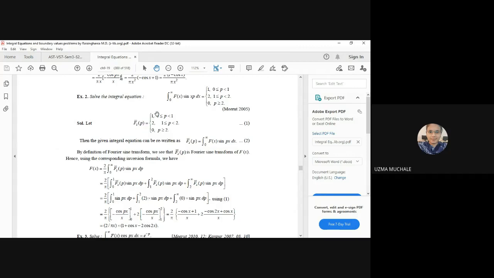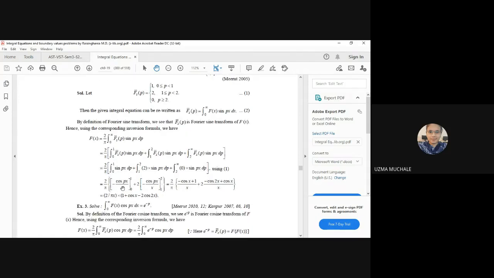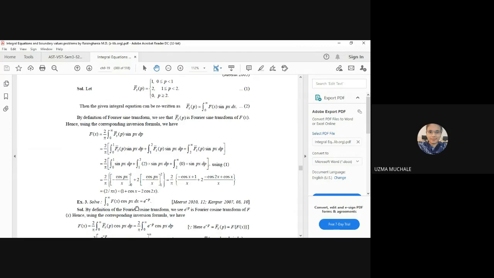What is the value of Fs of p in the interval 0 to 1? That is 1 into sine p of x, then 2 into sine p of x, and in the last interval it is 0. Now just simply evaluate the integration. What is the integration of sine px? Is it minus cos px? As we are evaluating the integration with respect to p, x will be treated as a constant, and hence we get the result.